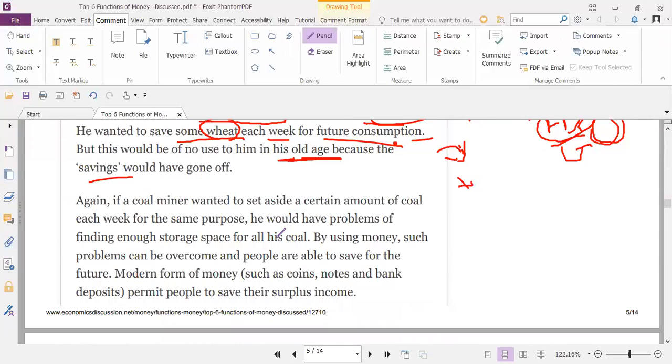Again, if a coal miner wanted to set aside a certain amount of coal each week for the same purpose, that is, future consumption, he would have problems finding enough storage space for all of it. There will be a problem of storage space.